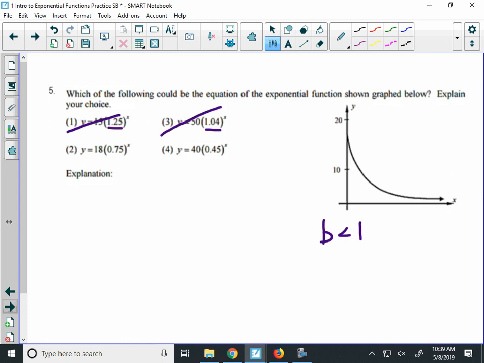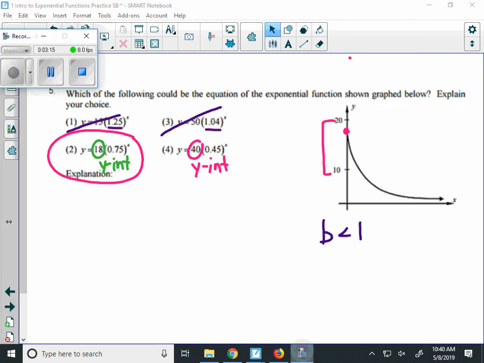Now, the only thing I have left is to decide 2 or 4. They both are decreasing. Look at the y-intercepts. Number 2 has a y-intercept of 18, and number 4 has a y-intercept of 40. If I look at the graph here, the y-intercept has to be somewhere in between 10 and 20, which only makes 18 a logical choice. 40 would be somewhere way up here, and that's not what our graph looks like.